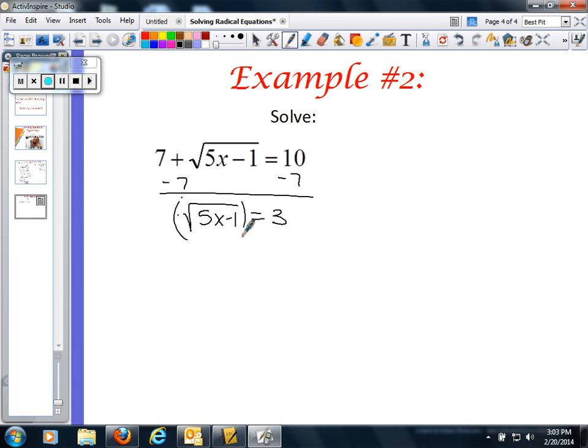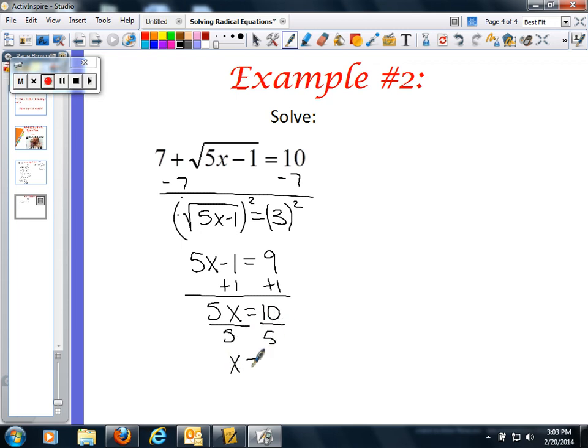Now I'm going to square both sides, because now I've got to get rid of the radical. That gives me 5x minus 1 equals 9. Now I solve for x. So I add 1 to both sides, I get 5x equals 10. Divide by 5, I get x equals 2.